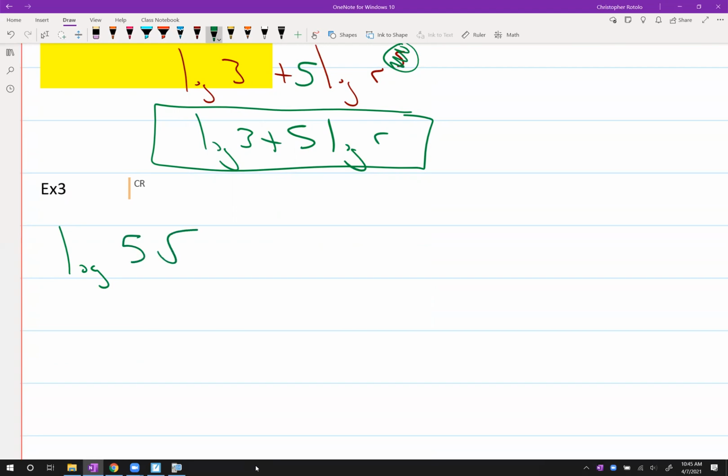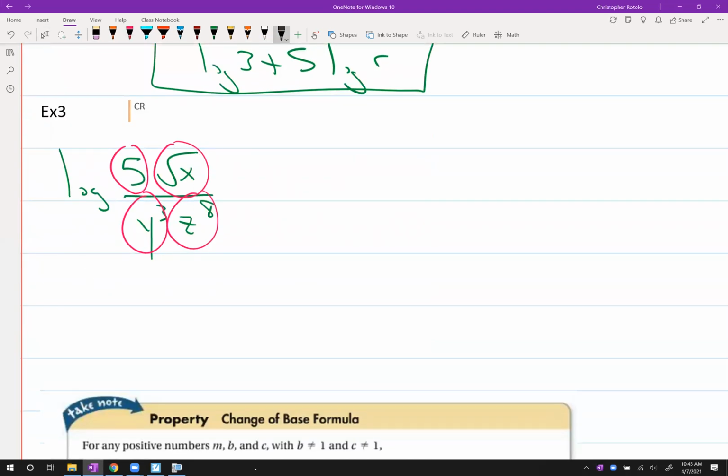Let's make it the square root of x. Let's put it over top of maybe y to the third and a z to the eighth. So first thing is, how many different things do I have in here? 1, 2, 3, 4. All right, so I'm going to need log of 5, log of x, log of y, log of z. Now between the 5 and the x, they're being multiplied, so I'm going to use addition there.